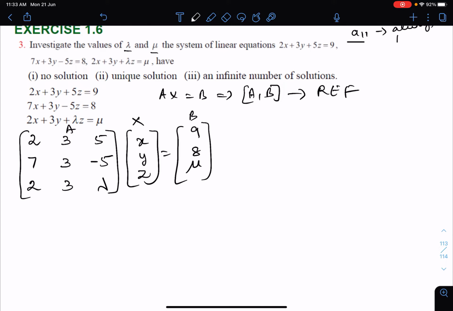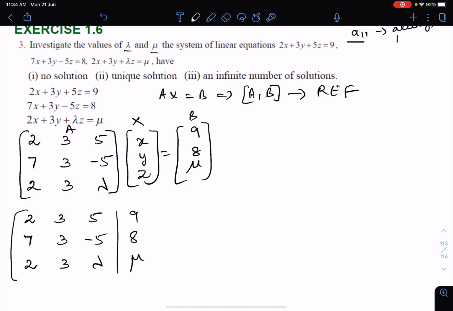Now write the augmented matrix. 2, 3, 5; 7, 3, minus 5; 2, 3, lambda, and here 9, here it is 8, and here it is going to be mu. So drop the line and this is going to be our augmented matrix A comma B. Now below this 2 you are going to reduce these two elements to 0. So for that you are going to take the help of row 1.